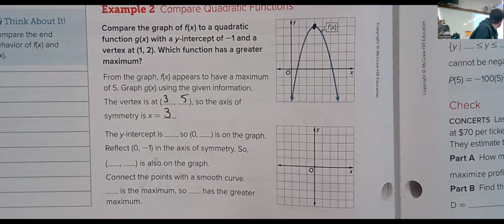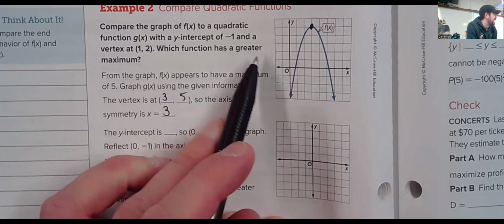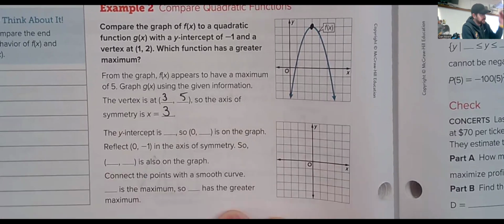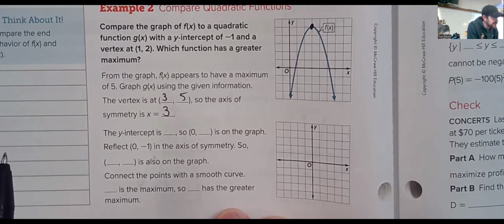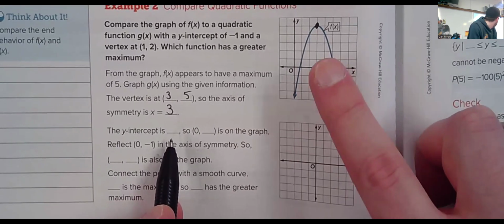No, I guess it's implying that 1, 2 is the maximum here because it says which one has a greater maximum. So I guess they're both facing upside down. All right, the y-intercept of this function is what? Of f of x.